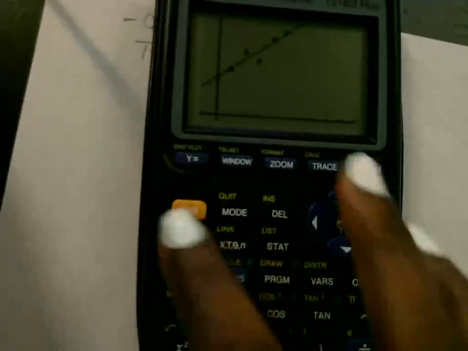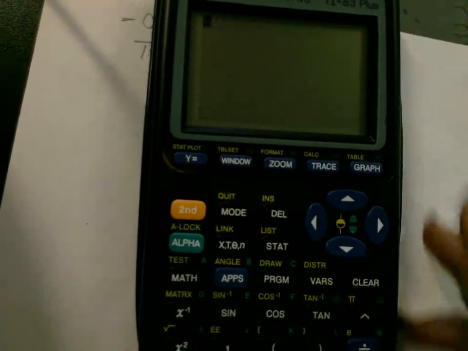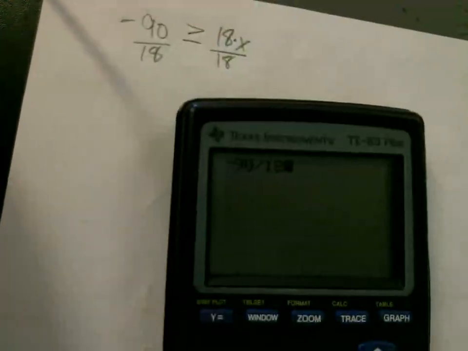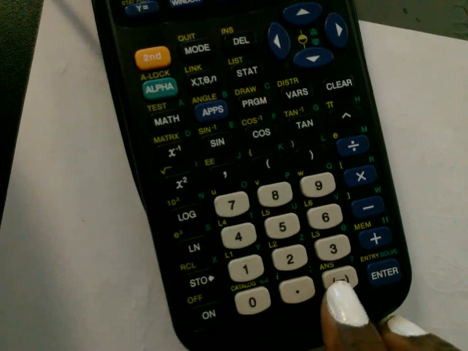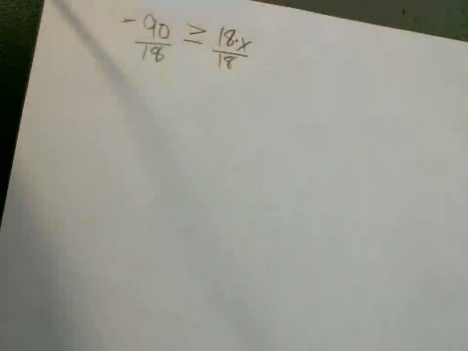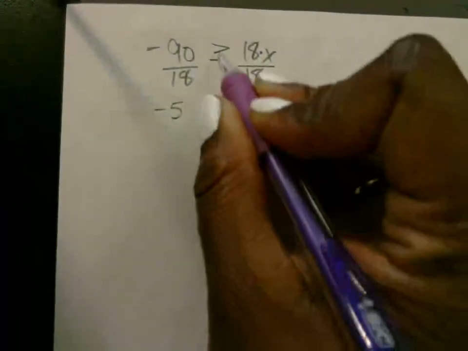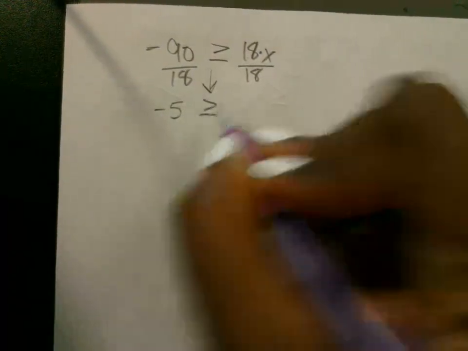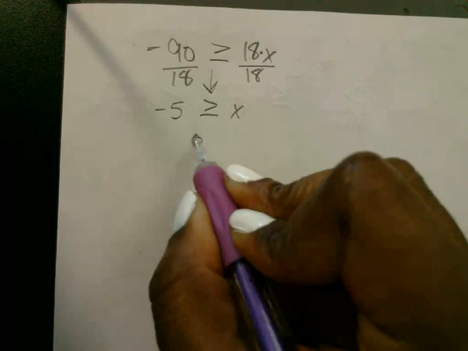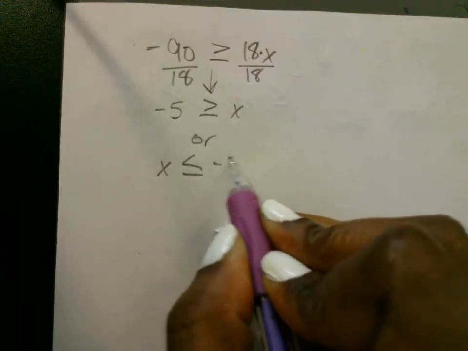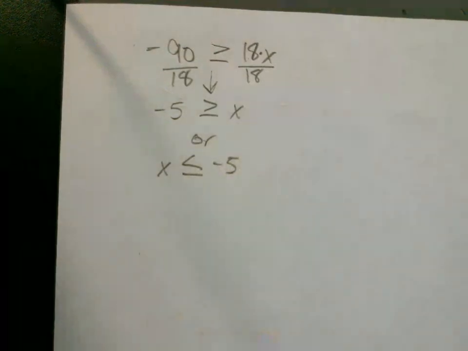So look, we have negative 90 divided by 18. Don't forget that the negative sign is down here. What's negative 90 divided by 18? So we got negative 5 is greater than or equal to x. Or if you write x over here, remember x is going to be smaller and negative 5 is still bigger. Okay, so that's what you're looking for.